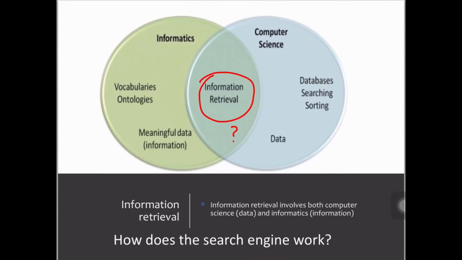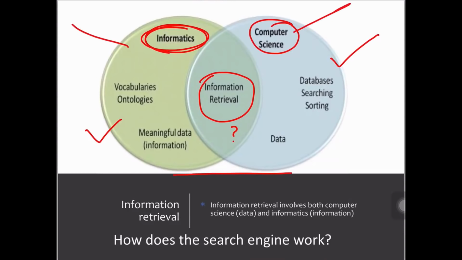So if you can see, in this Venn diagram we have two circles. This circle is the data circle, and this circle is the meaningful data circle. And also you can see the main heading: this circle is the informatics circle and this is the computer science circle. Information retrieval, in simple terms, is when you go to Google, you type some information, you get some information. This process we call information retrieval.